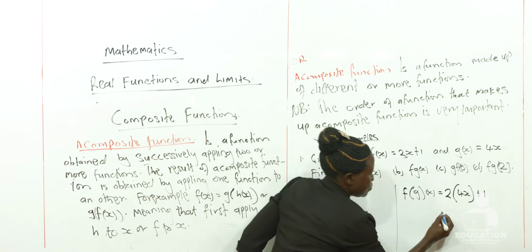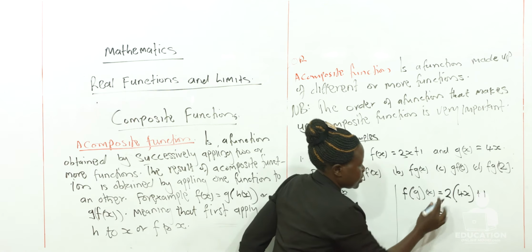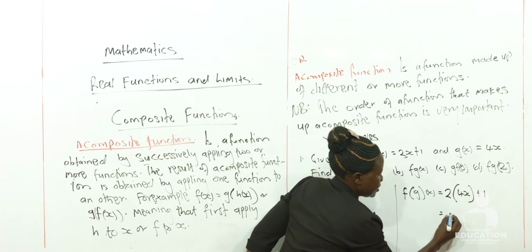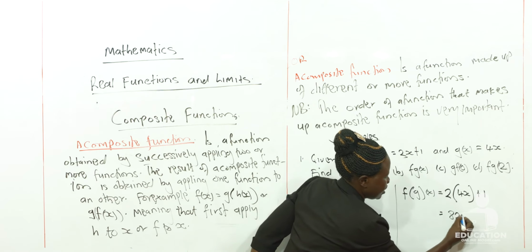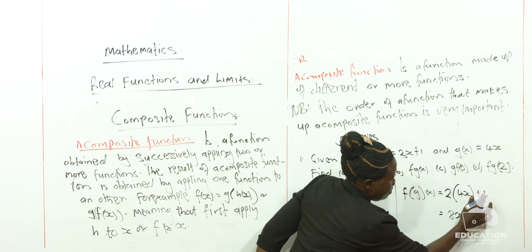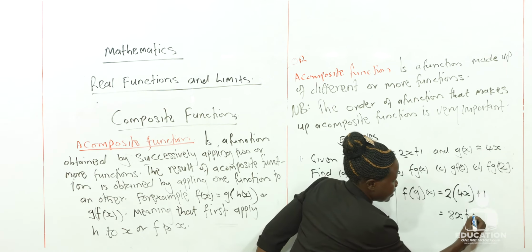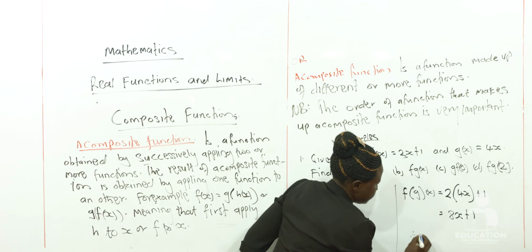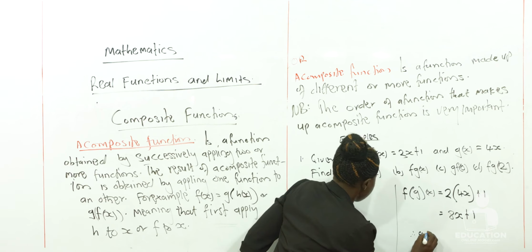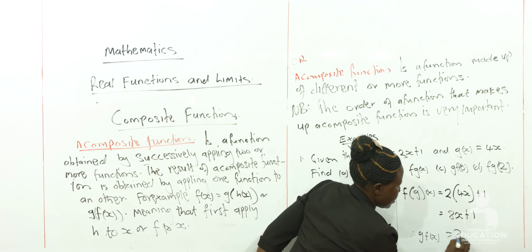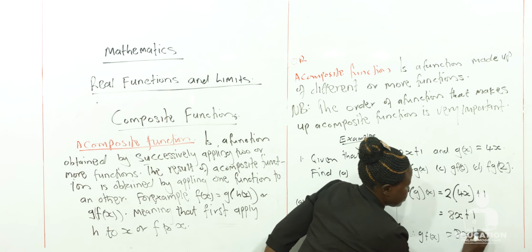That constant will be outside there. And then you will open your bracket. You say when I multiply 2 times 4x, I will get 8x, and then plus 1, because this constant is outside. So our GF of x will give us 8x plus 1.